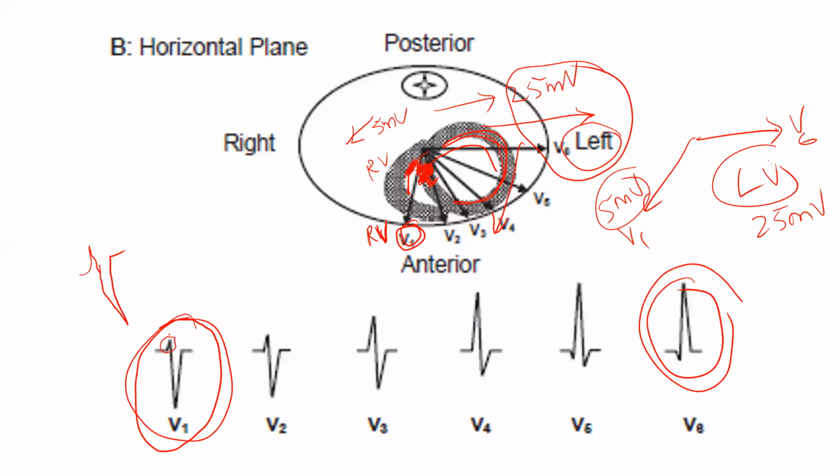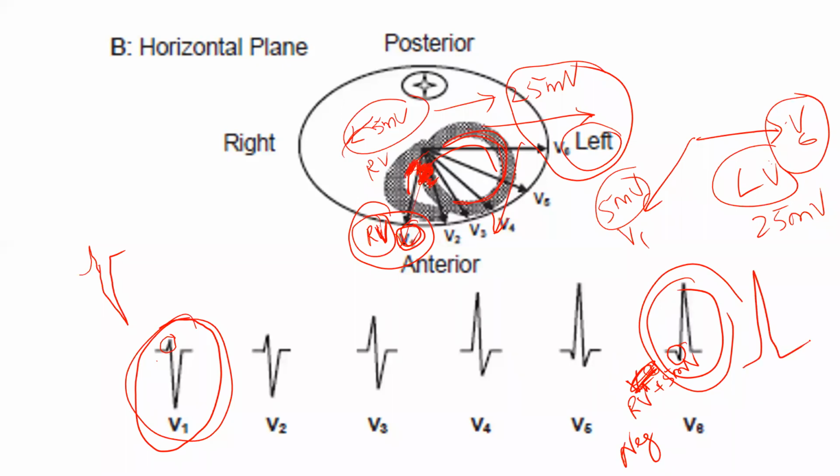Because this is the small one which has been formed due to RV, and V1 was facing towards the right ventricular side, that's why you got a positive here. Now, V1 is again facing the same 5 millivolts only, but it is against V6. So it is getting a small negative wave, which was positive for V1 because of RV. The RV which was giving positive 5 millivolts is now facing against the axis of V6, so you are getting a negative wave here. And the positive wave which you have got here is the exact replica. This negative wave which you got in V1 was due to the activity of your 25 millivolts here. That 25 millivolts is coming here as positive. This is the little complicated thing.